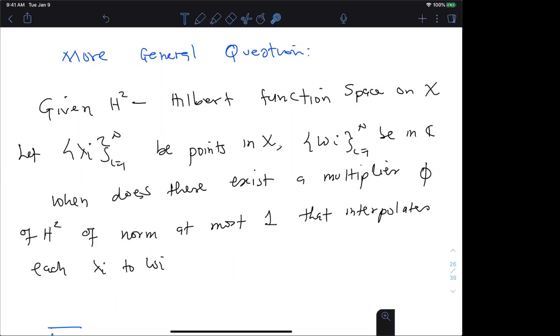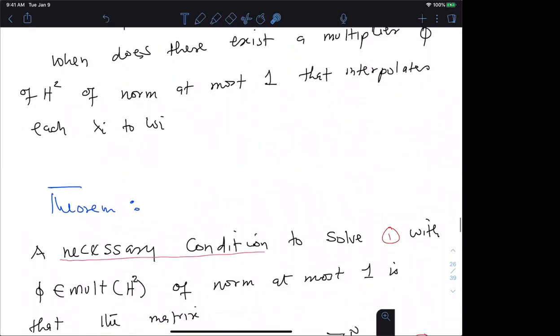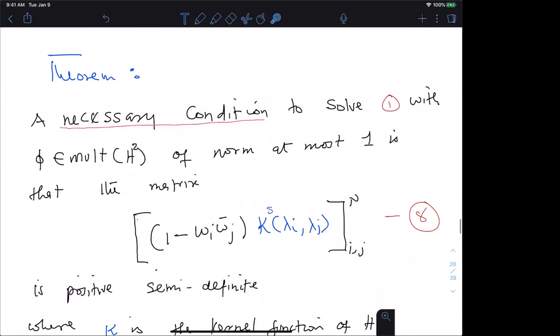If we let lambda 1 through lambda n be points in X and omega 1 through omega n be complex numbers, then when does there exist a multiplier phi of H2 of norm at most 1 that interpolates the data? So the Pick problem can be reformulated or restated in this way. So now we go to a necessary condition.